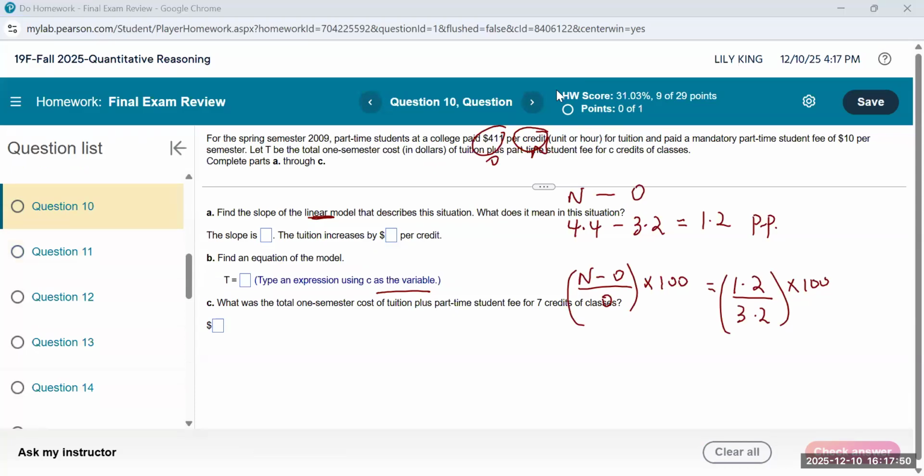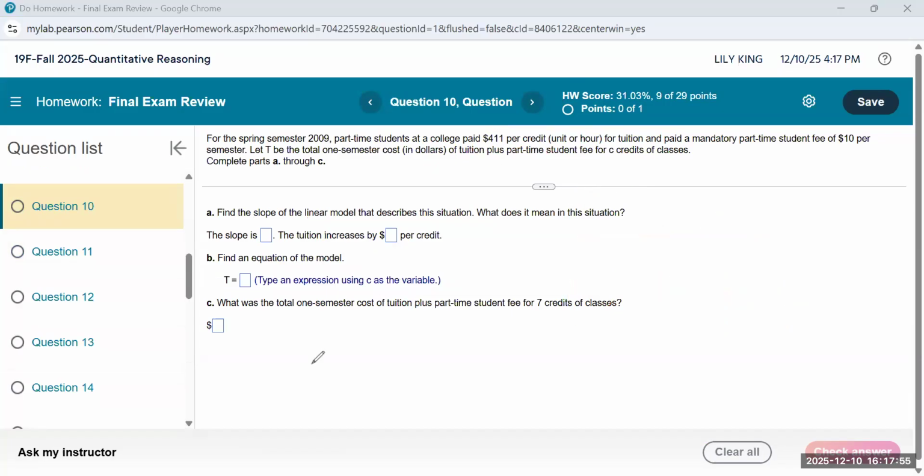All right, next question. This is under linear models. So here we need to find the slope of the linear model and then interpret that slope. Now, slope is our recurring change, and here we are looking at how the tuition increases with respect to the credit hours. So the more credit hours you take, the higher your tuition. So this $411 per credit is our slope. And the $10 per semester is like a base fee, all right? So whether you take classes or not, you are paying that fee, okay, on top of that.